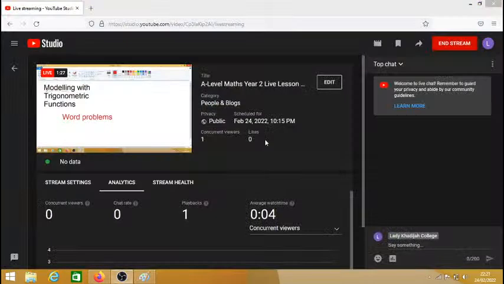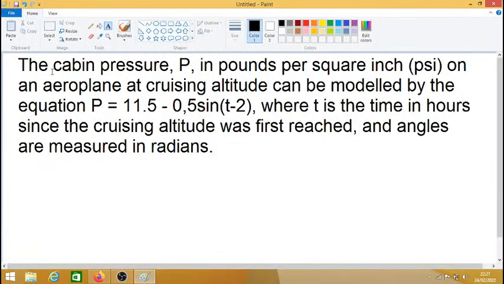We have a word problem which is a lot of words, but hopefully the maths will be quite easy. So let's just take a read through. We're talking about an aeroplane flying in the sky and it reaches a certain altitude and then it cruises at that altitude for a while. And as it cruises at that altitude, the pressure in the air cabin changes. So let's start from the beginning.